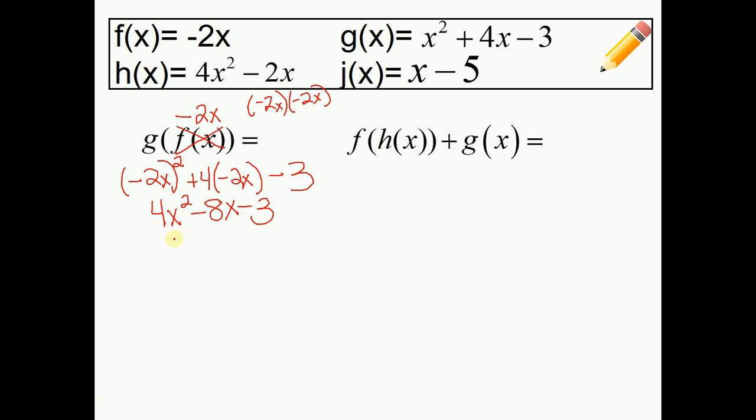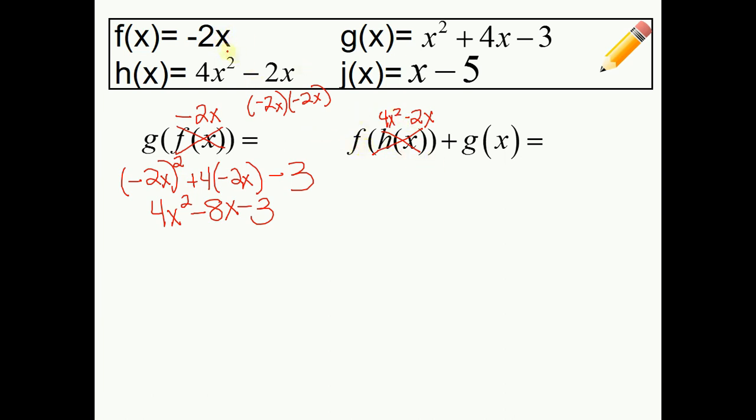Let's try the last problem of the night. So f of h of x plus g of x. Whew. It's a pretty big one here. So let's deal with this part first, and then we'll deal with that. So into f, we're going to plug h of x in. So wherever we see an x in f, I'm going to put h in place. So let's start writing f of x. Because all this is 4x squared minus 2x. So into f, I'm going to put this function.